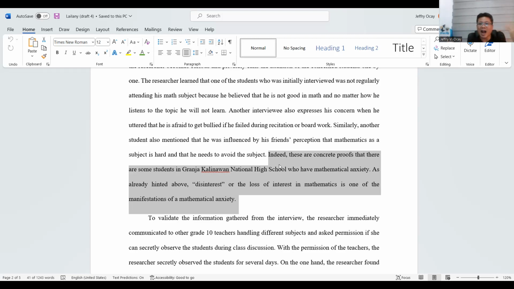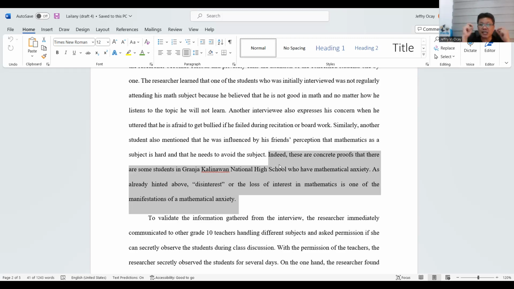So the question is, how do you know that there are indeed students in Granha Kalinawan National High School who are experiencing mathematical anxiety? This is the task of the body of the background of the study. We will provide the proofs that indeed there are students there who are experiencing mathematical anxiety.